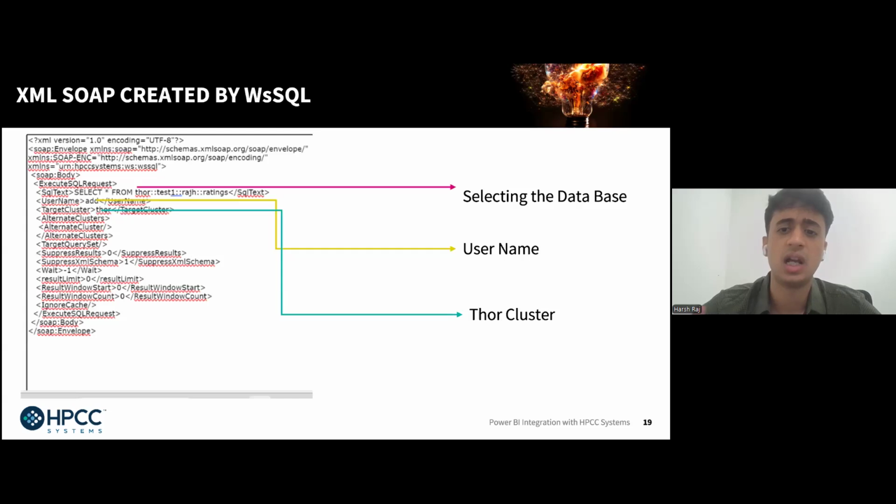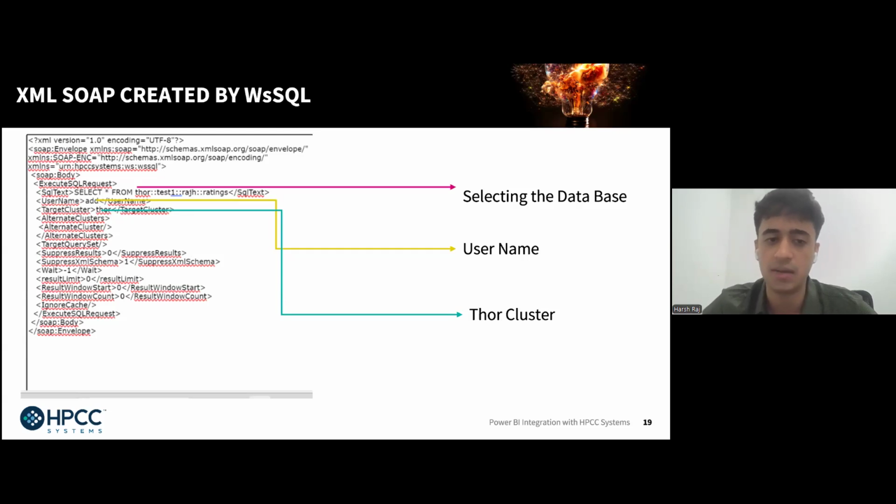Once that is done, we can dive a little deeper and give some information about the WS SQL query that we are using. There are three most important components, at least for research purposes, that we need to worry about. First is our SQL query, selecting everything from our file. We need to make sure that the file path is given correctly. The second important part is the username, which here is a default username that we have given. And third is our cluster, which again, we are using the Thor cluster here.